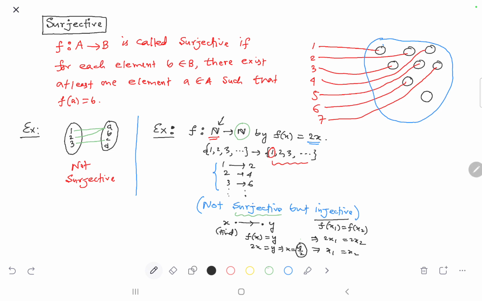Very good. So let me tell you next. It's called a bijective map. Any map which is injective and also surjective, then we call it a bijective map. A to B is called bijective.